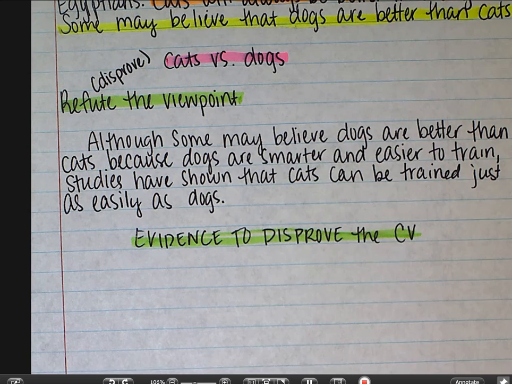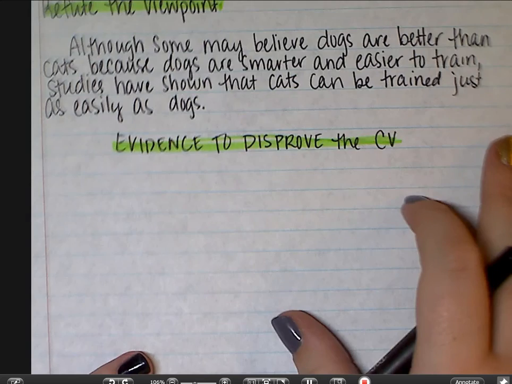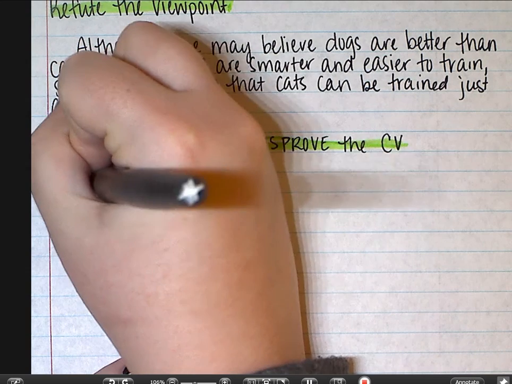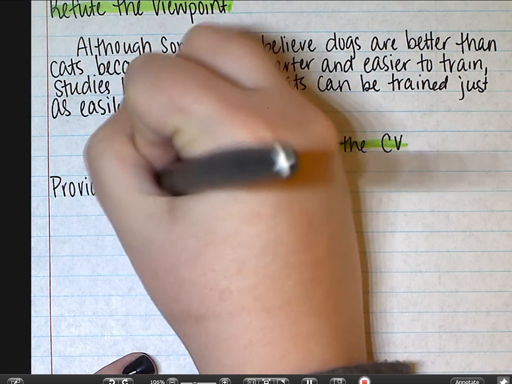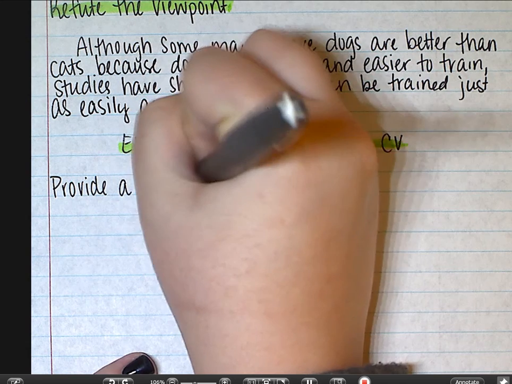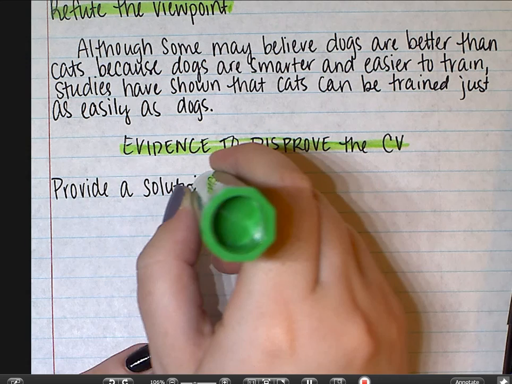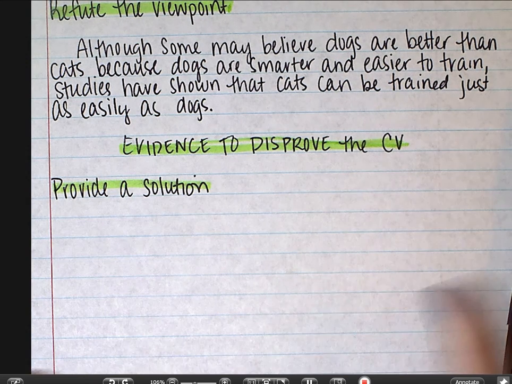Okay, let's move on to our second way that an author can respond. This would be to provide a solution. I'm going to go ahead and highlight that in green because our responses are always going to be in green.